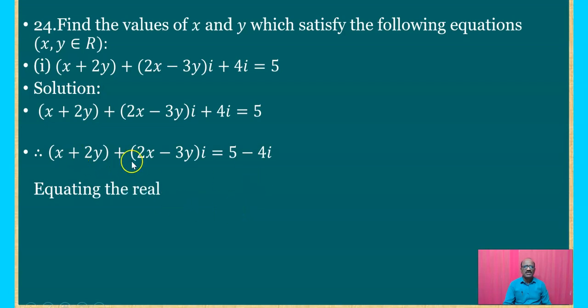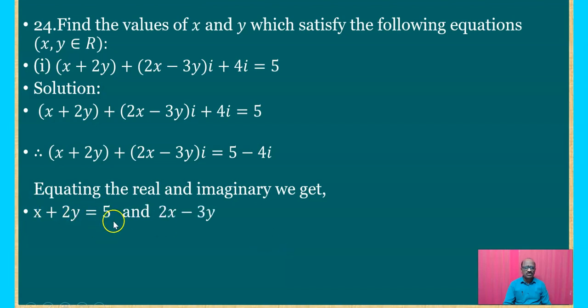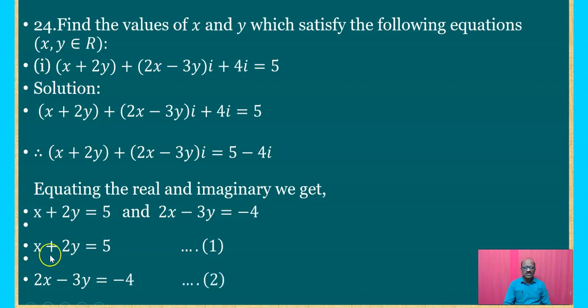Equating the real and imaginary parts, that x plus 2y is equal to 5 and 2x minus 3y is equal to minus 4. Simplify it. This is equation number 1 and this is equation number 2. That is x plus 2y is equal to 5, and 2x minus 3y is equal to minus 4, multiplied.